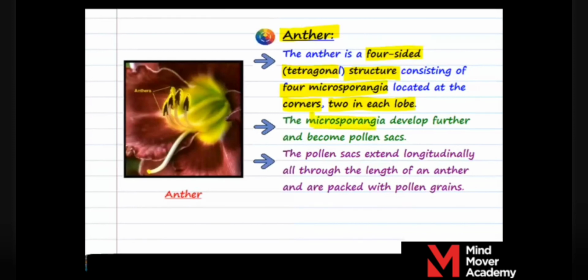The microsporangia develop further and become pollen sacs. This is very important. The microsporangia lead to the development of pollen sacs. The pollen sacs extend longitudinally all through the length of an anther and are packed with pollen grains. So this is the basic structure of an anther. An anther consists of 4 microsporangia. The microsporangia further develop into pollen sacs, which consist of the pollen grains.